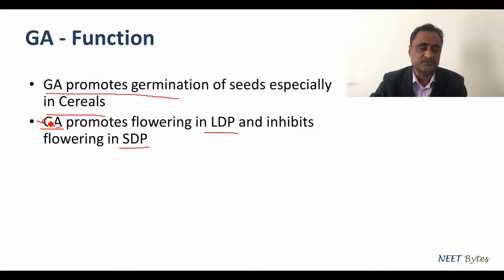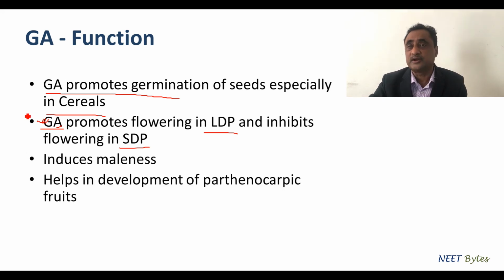Have a look at a few more functions. GA promotes germination of seeds, especially in cereals. At the same time, GA also promotes flowering in long day plants, but inhibits flowering in short day plants. Many a time this particular question is asked in NEET. Promotes flowering in long day plants, but inhibits in short day plants. GA is the only hormone that induces maleness, because the other hormones like auxin, cytokinin, or ethylene promote femaleness, but GA is the only one, we can say it is a male hormone.